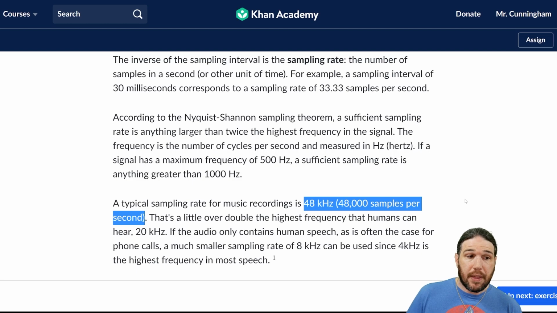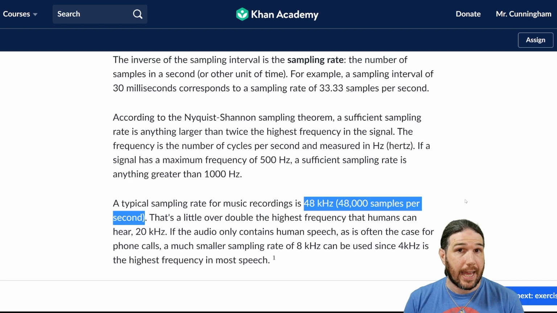A typical sampling rate for music recordings is 48 kilohertz, or 48,000 samples per second. Remember, kilo means 1,000, so that's 48,000 samples per second. That's a little over double the highest frequency that humans can hear, which is 20 kilohertz, or 20,000 hertz. If the audio only contains human speech, as is often the case for phone calls, a much smaller sampling rate of 8 kilohertz can be used, since 4 kilohertz is the highest frequency in most speech. This is why a phone call or a Zoom call has a lower sound quality than, for example, a podcast.